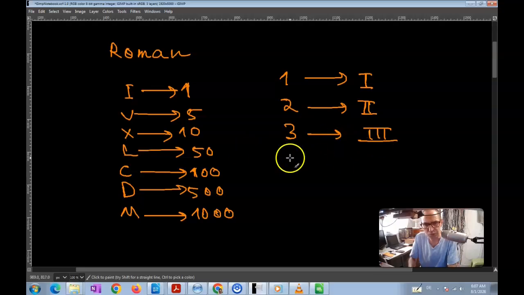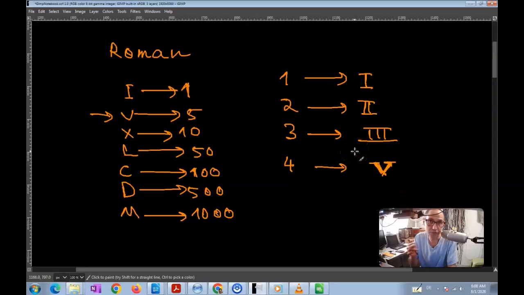And then if you want to write a 4, you might expect that you have to write 4 of these together, but it doesn't work like that. You have to use a 5, and this is the 5 that I have used.